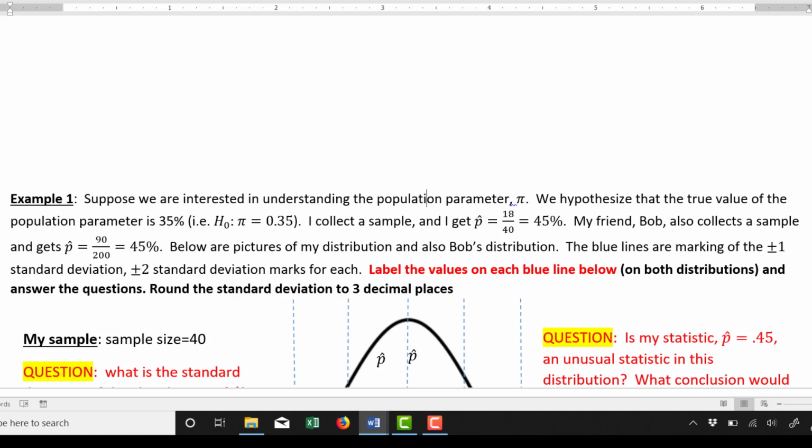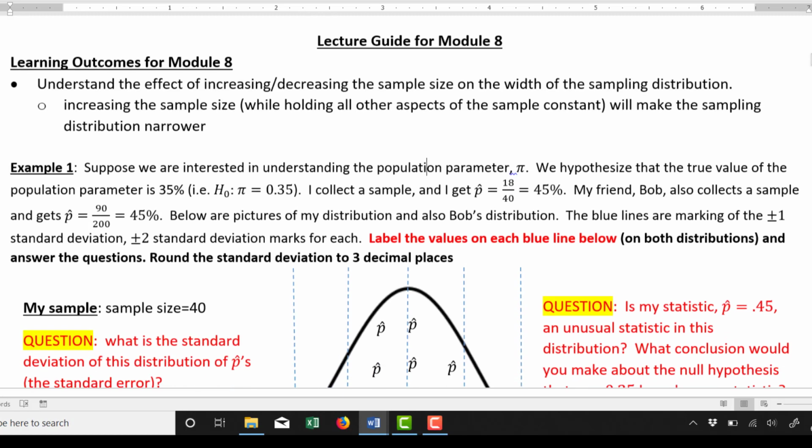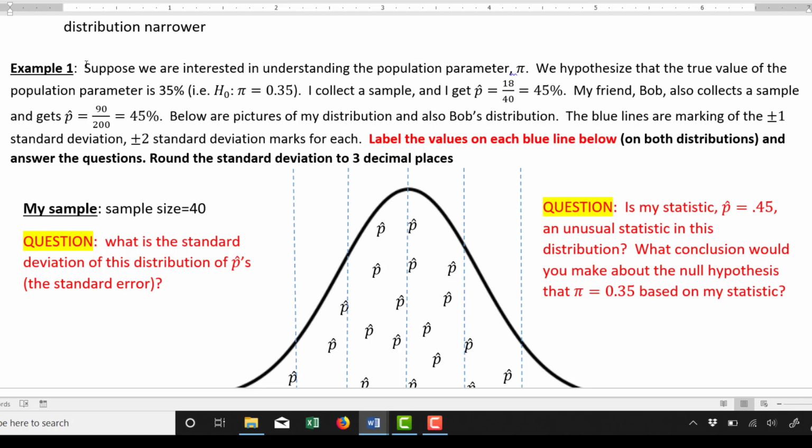We're going to discuss and try to get an understanding of the effect on the sampling distribution when we change the sample size. Let's read through the problem. Suppose we're interested in understanding a population parameter pi. We hypothesize that the true value of pi is 35%. So the null hypothesis is that pi is 0.35.